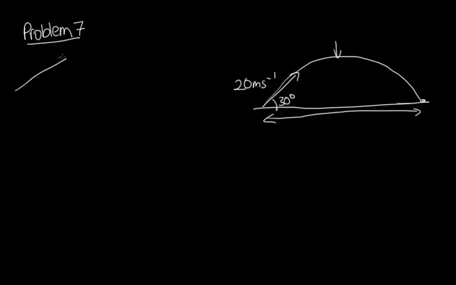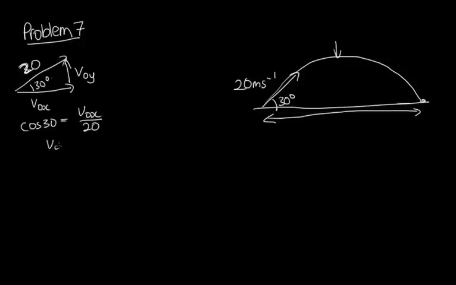Before we start, we'll just break this initial speed into the horizontal and the vertical component. So this angle in here is 30 degrees. Here we've got our initial horizontal speed, and here is our initial vertical speed. And this is 20 here. So to find the initial horizontal speed, we can use cos 30 is equal to the initial horizontal speed over 20. And so the initial horizontal speed is equal to 17.3 meters per second.